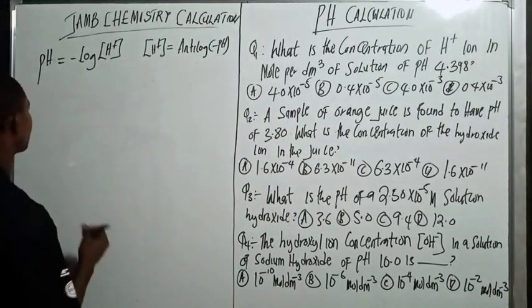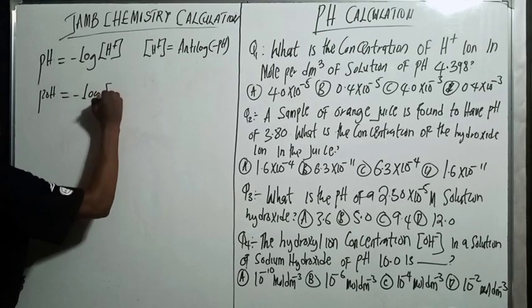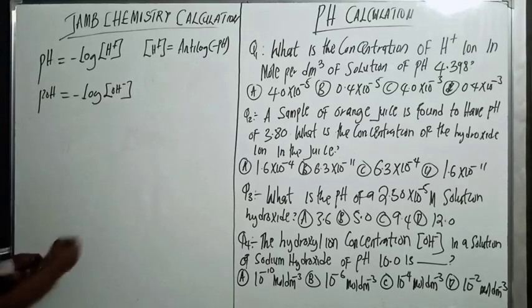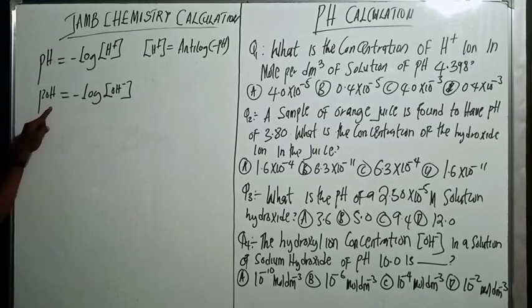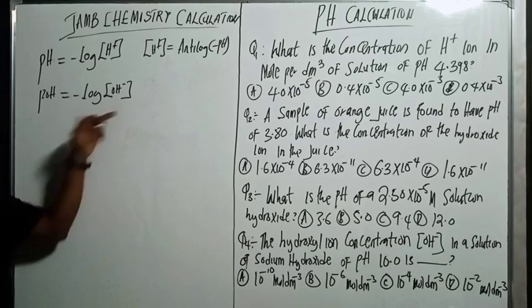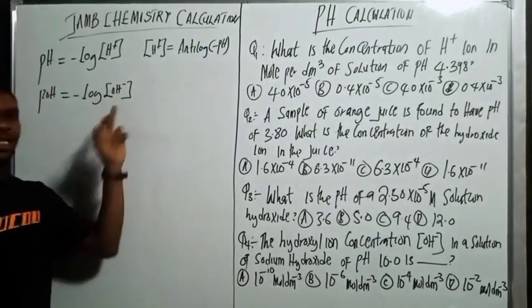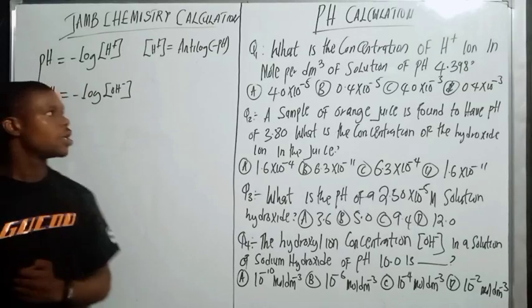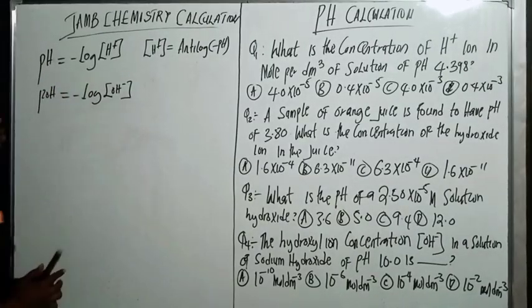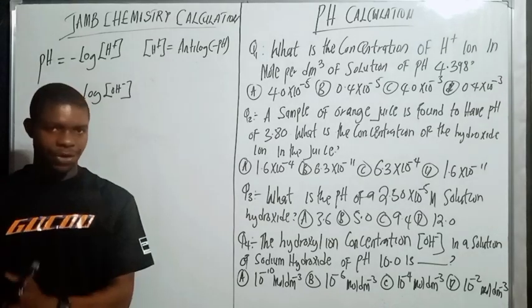Now, another formula I can use is pOH equals minus log concentration of OH minus. When you have to calculate the pOH of a solution of a base, you are given the concentration of the OH minus. And remember, OH minus is a base. Now, how do you calculate the concentration of OH minus, the hydroxide ion?